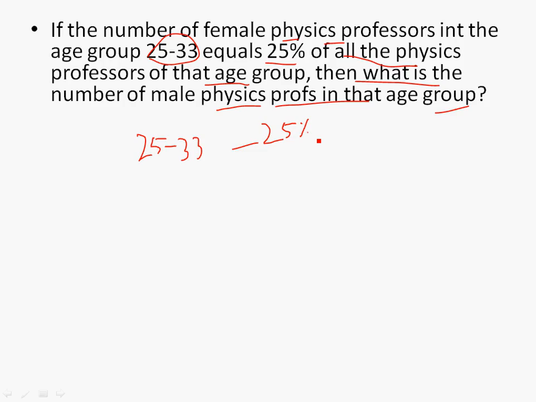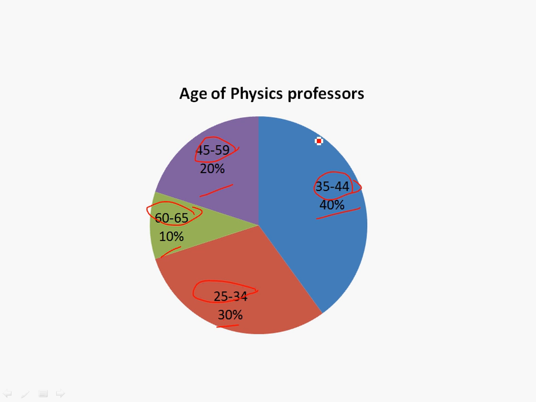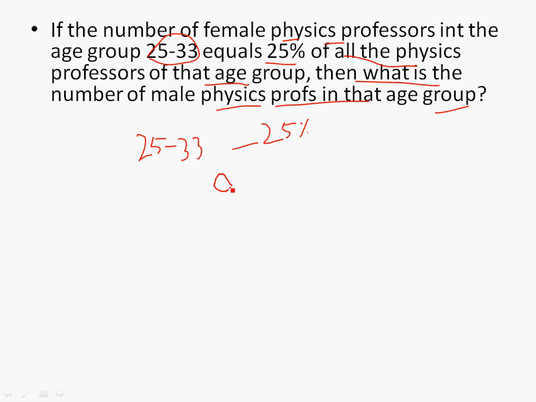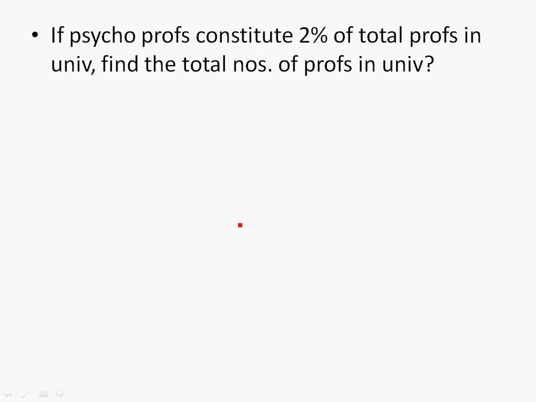So 25 to 33, here we have taken 34. So this is 30% of all the profs. We know the total number of physics profs was 40, so 30% of 40 is 12, and we have to find 75% of 12. Again, 75% is 3/4, so 3/4 of 12 would be how much? It would be 9. Simple, right? Without even writing anything on your sheet, you can easily do it and come up with an answer, which is 9.